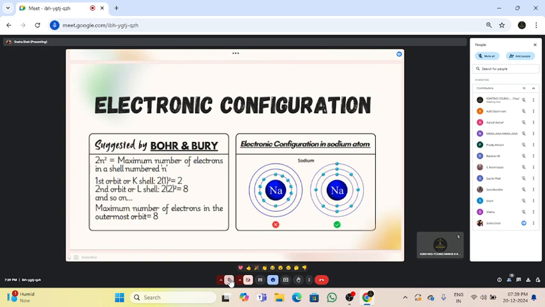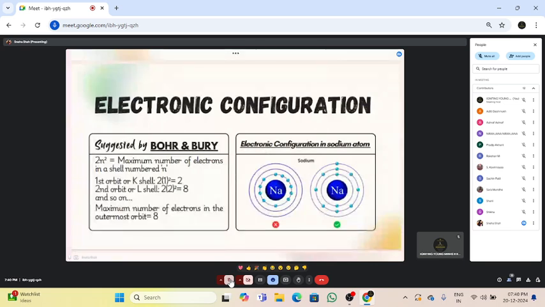So if it is the first orbit, the maximum number of electrons will be 2 into 1 square, that is 2 into 1, that is 2. Second orbit, it will be 2 into 2 square, that is 2 into 4, 8, and so on. Similarly, you can go ahead with many orbits depending on the number of electrons present in the atom.